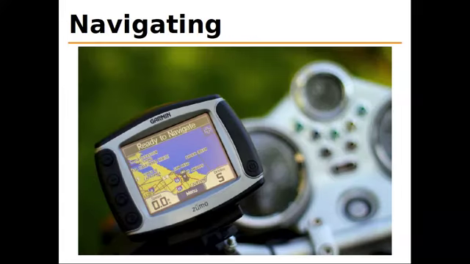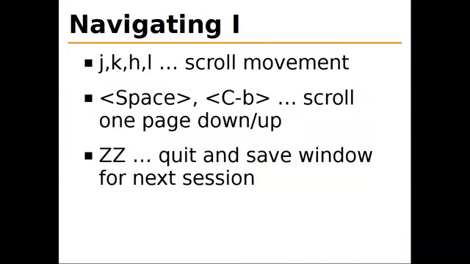Okay, the first thing you want to do with Vimperator is of course going around. First of all, there are the famous J, K, H, L keystrokes to move around, so to move down, up, left and right. And of course you can always scroll page down and page up, so it's Space and Control-B. If you want to close your session and save the current tabs you've opened, you just press ZZ.